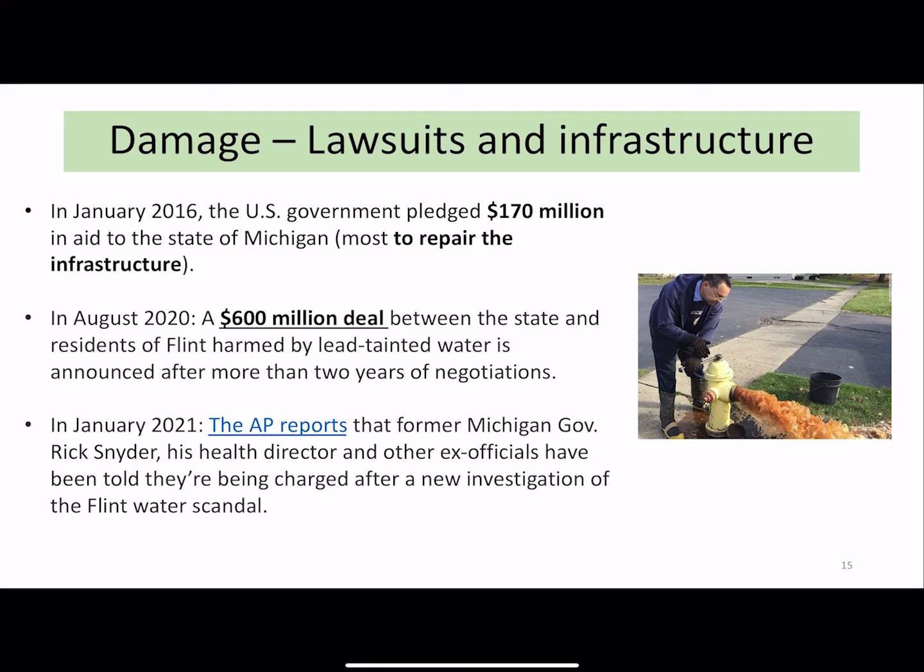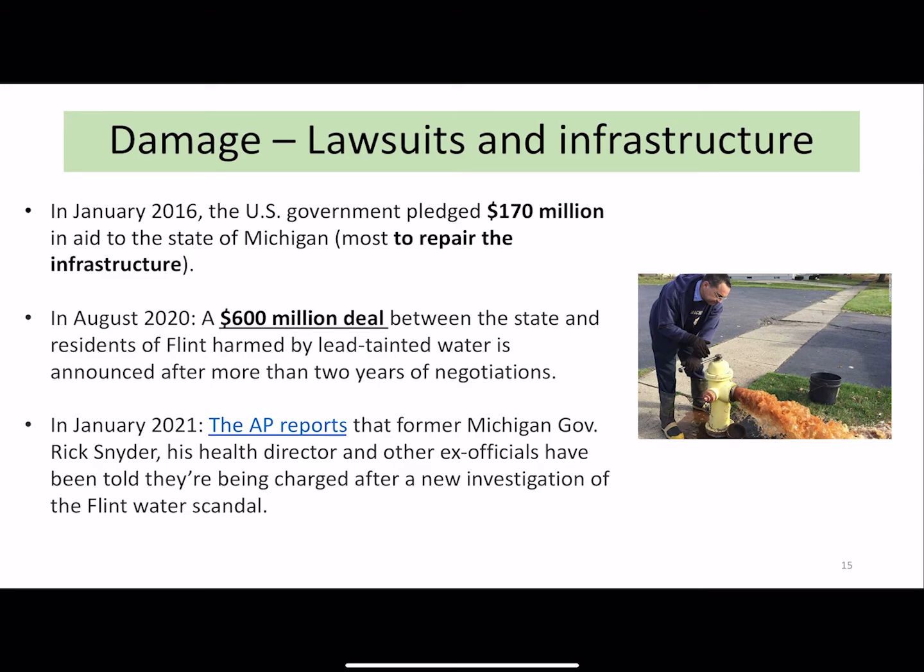And they had economic damage too. So these are some examples. In January 2016, the US government pledged $170 million in aid to the state of Michigan. Most of this money was to repair infrastructure, to change the lead pipes to other pipes, copper pipes. They are used now, copper pipes.